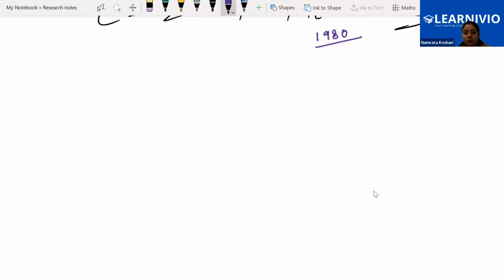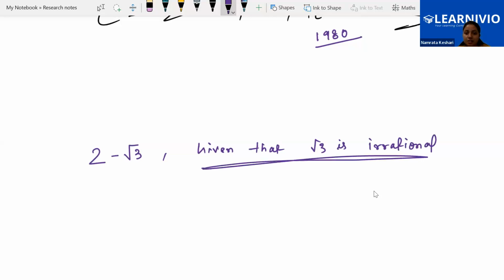Now, one concept is there. That is, we have to show that 2 minus root 3 is irrational number. Given that root 3 is irrational. It is given that root 3 is irrational. Even if this sentence is not written in the question, we will assume that we already know that root 3 is irrational. Okay. We have to prove that 2 minus root 3 will also be irrational.